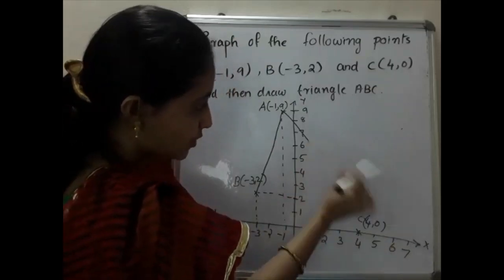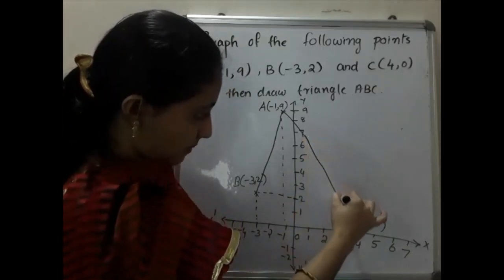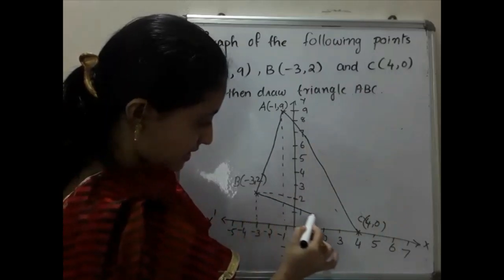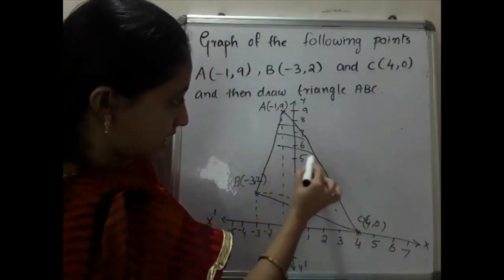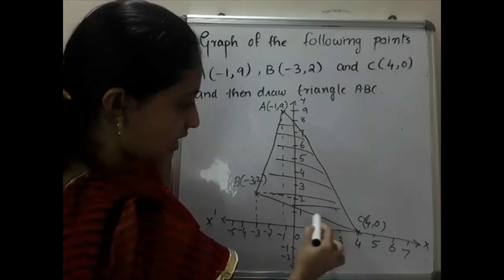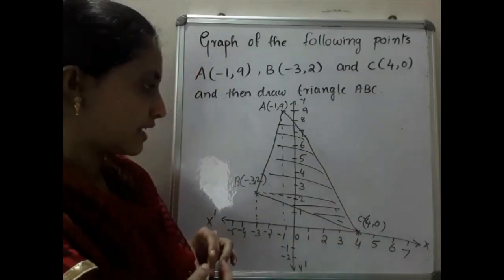When you are drawing using a scale and pencil, you have to draw, okay. Then B and C. So we got this triangle. This is our triangle ABC. Okay, hope you are clear on this question.